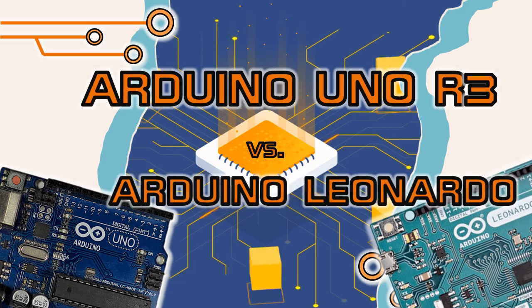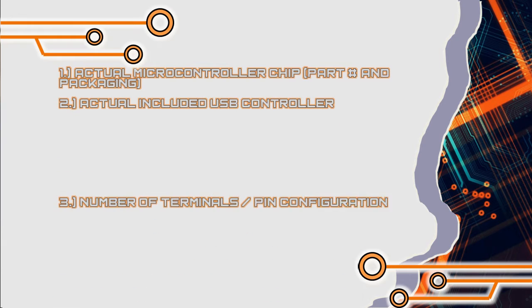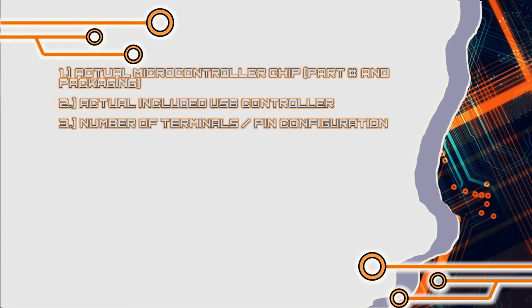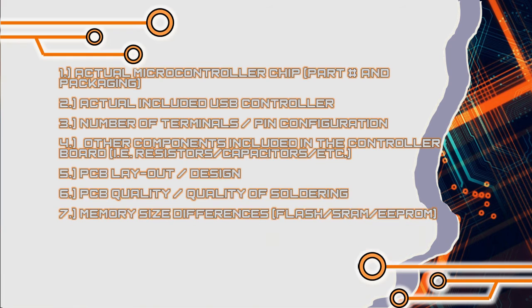At this moment, we're going to discuss the actual microcontroller chip of both mentioned Arduino boards, including the part number and packaging, its USB controller, number of terminals or pin configuration, components of the controller board, its PCB layout, PCB quality, the memory size differences according to its flash memory, SRAM, and EEPROM. We are also going to tackle the microcontroller's clock speed of both Arduino Uno R3 and Arduino Leonardo.